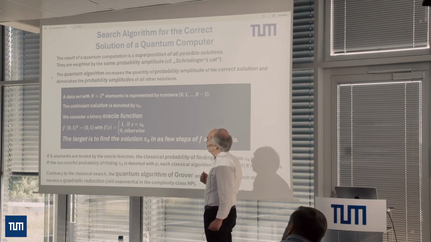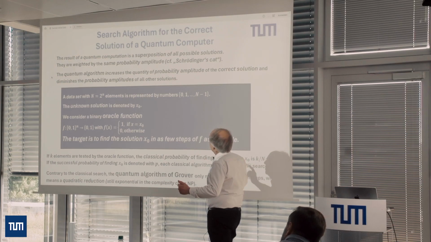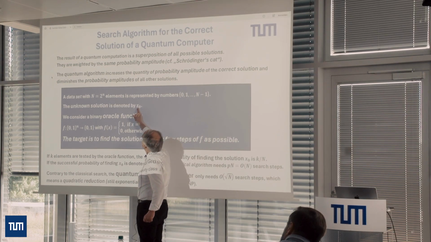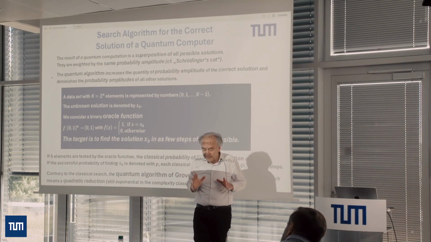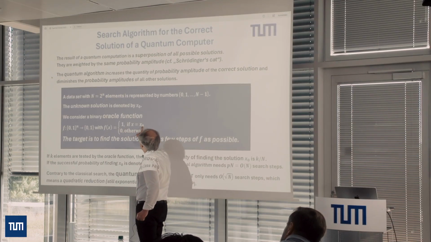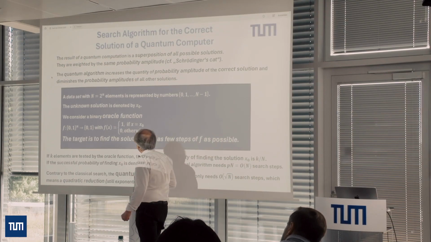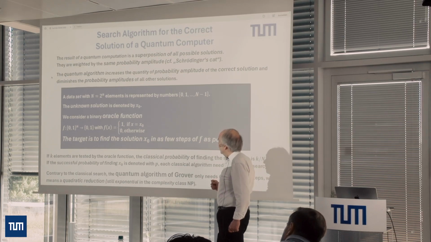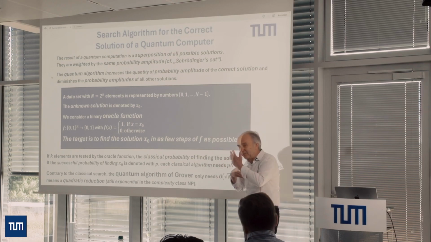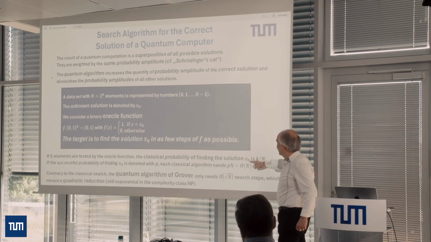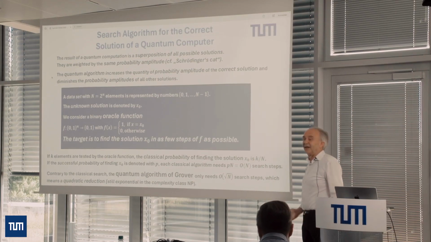And the idea is the following. You have a certain set of elements represented by these numbers here, and then the unknown sought solution is denoted by x0, and then the idea is to apply an unknown so-called oracle function with the value 1 if the argument is x0, that means the sought element, or 0 in the other case. And the target is to find the solution x0, of course, in as few steps of application of the oracle function as possible. Now, if k elements are tested by the oracle function, the classical probability of finding the solution x0 is k divided by n, simply.